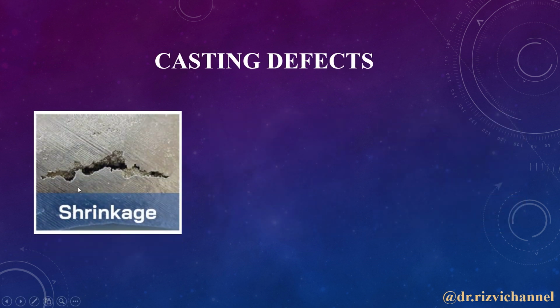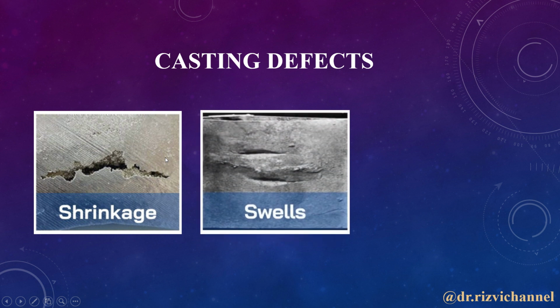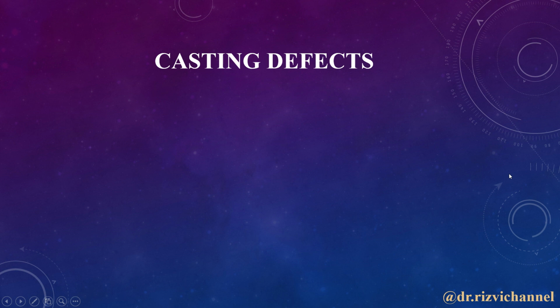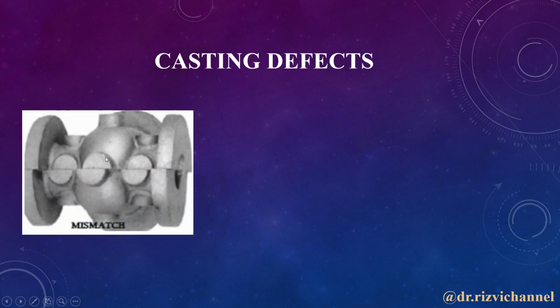Sometimes due to shrinkage the metal tears apart and you can see the defect on the metal like this. Sometimes it bulges out and it swells, and sometimes it drops. Sometimes the cope and the drag are mismatched and you can see the alignment is shifted. This is called mismatch defect.